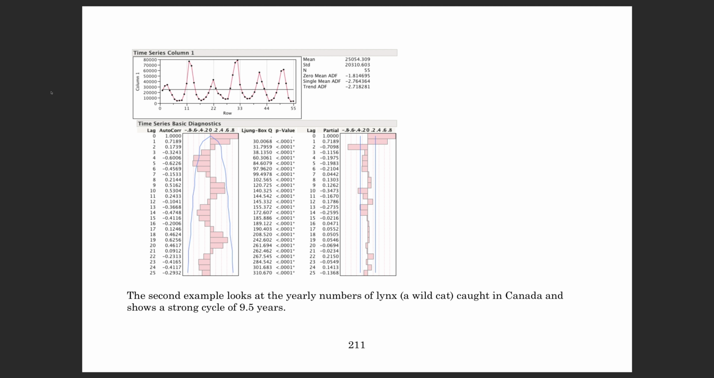If we look at the diagnostic plots, again, you can see, particularly in the autocorrelation, the very strong seasonal pattern with a cycle time of around 9.5 years. You can see there's a peak at about 9.5. There's another peak at about 19. And in the autocorrelation function, you can see the first and the second autocorrelations are quite large. Okay, so that's showing us the pattern there.